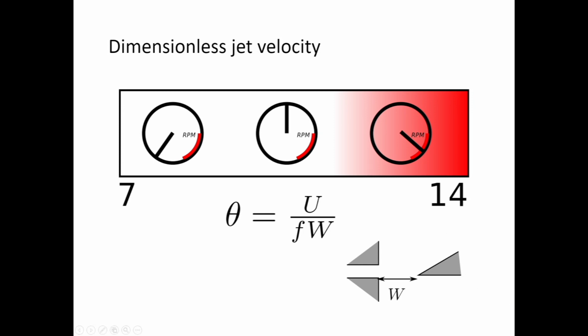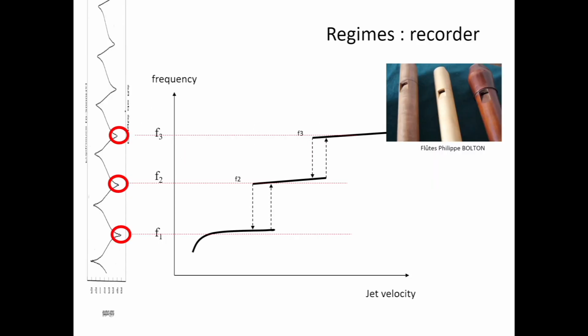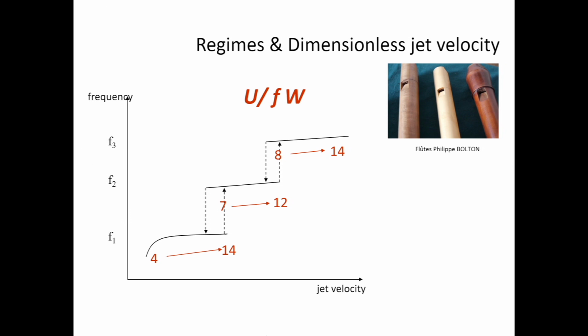This dimensionless jet velocity is going to be between, let's say, 7 and 14, independently of the regime you're playing. For instance, if you take a recorder and blow very softly and then increase progressively the jet velocity by blowing harder and harder, you will start by playing the first regime, and at some point switch to the second, and then switch to the third, and back. If you plot that in terms of this dimensionless jet velocity, it starts at, let's say, 4, 5, 7 in this area, and reaching something around 14, switches to the second register. Since the frequency is twice the frequency of the first regime, dimensionless velocity is divided by a factor 2, and so on.